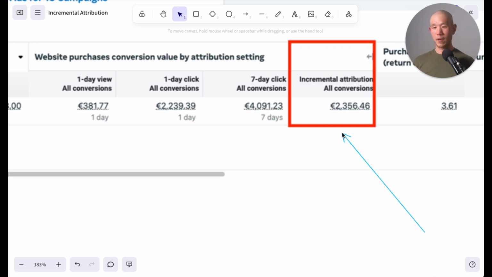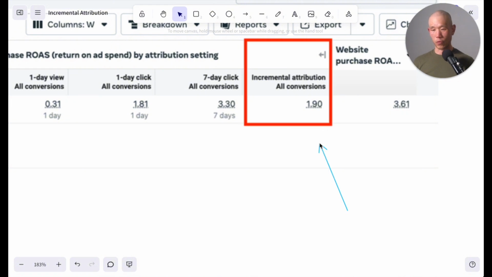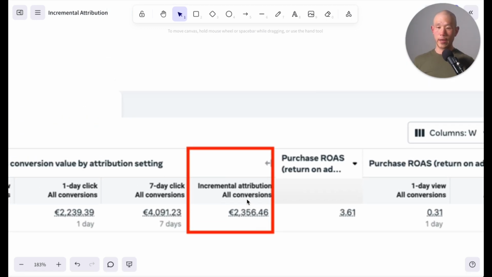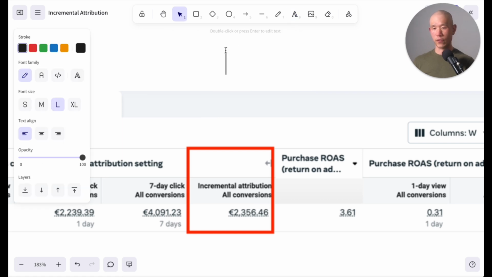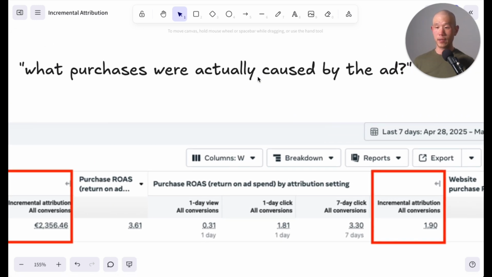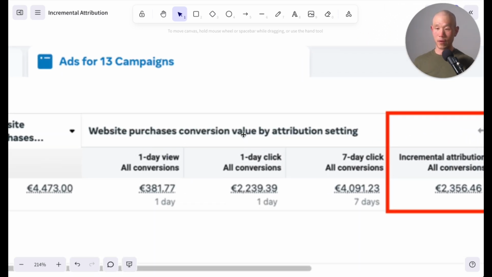And that is where the column or the setting of incremental attribution is resourceful in giving us more information to work with. This column over here in this model is an estimate of the true lift. And the definition that I like to use for that, just for simplicity, is what purchases were actually caused by the ad. Because as you're investing your money into ads, just like we are, what we care about, of course, is spending our money on stuff that makes us money back, and not just numbers on a screen that the platform is telling us.